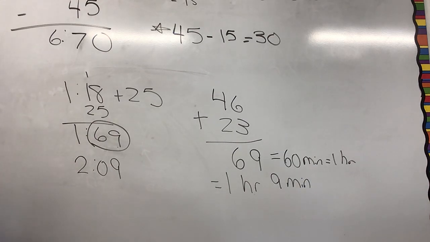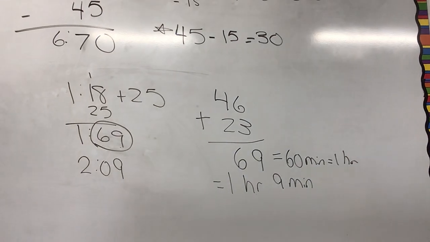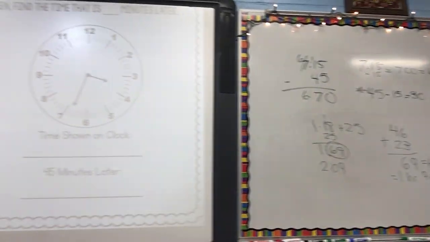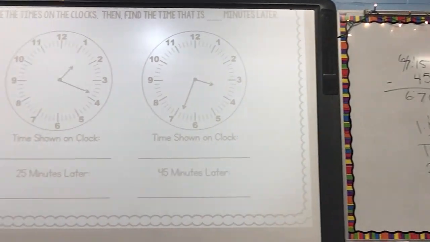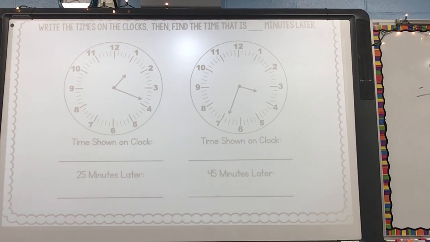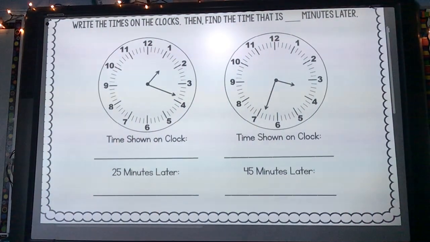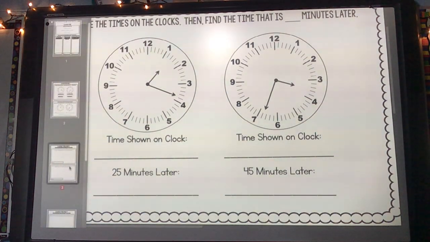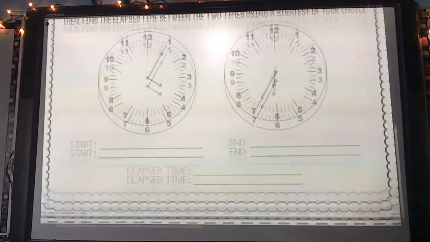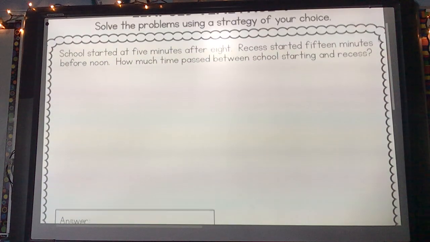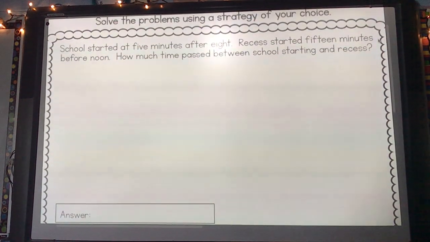Are we good with that? Yes, ma'am. A little different, I know. Just something to be aware of and careful about. Okay. It's okay. Light off. All right, in your math notebook.